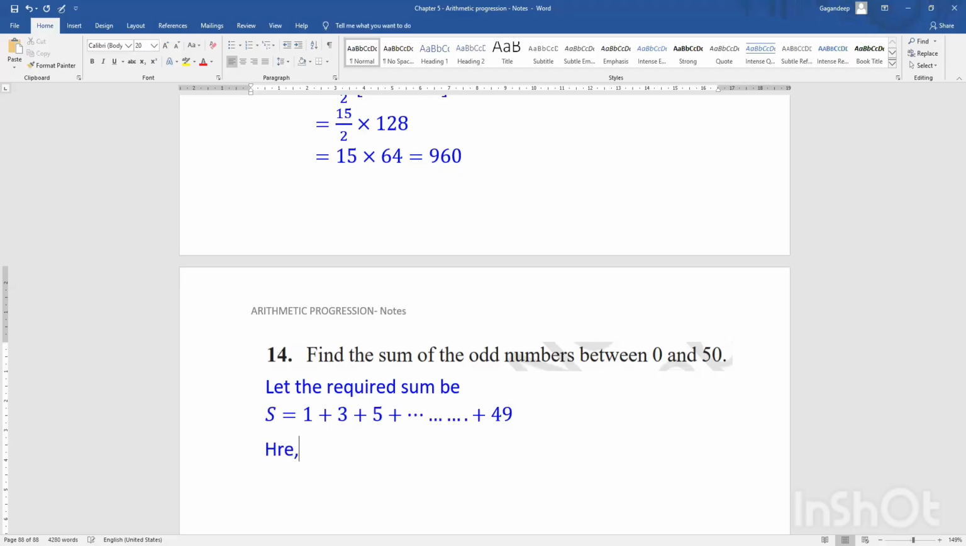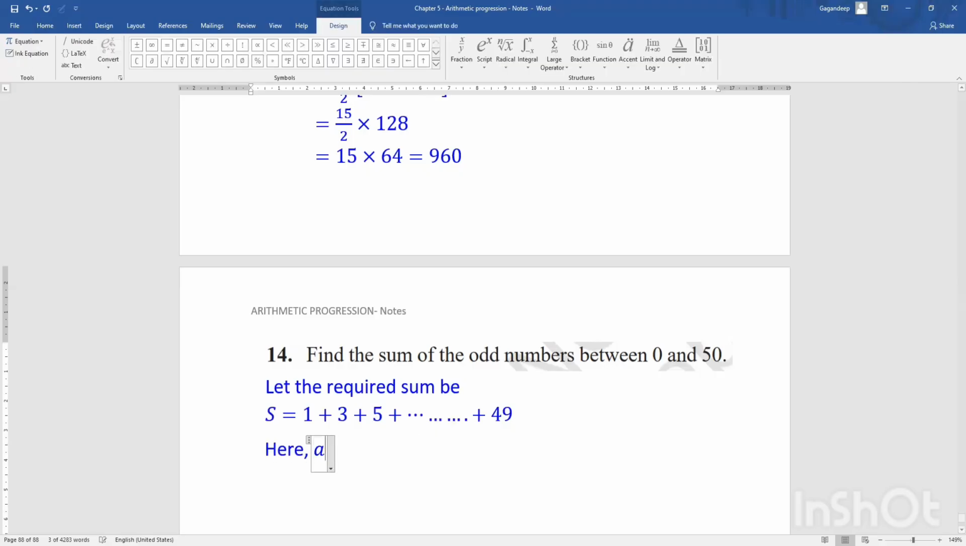Here, we have a equals 1. Then we have d equals how much? d equals 3 minus 1, which is equal to 2. And then we have the a_n value. So the a_n value is given to be 49, the last term, 49. Then here I need to find out n is equal to question mark. And then also we need to find out S_n.